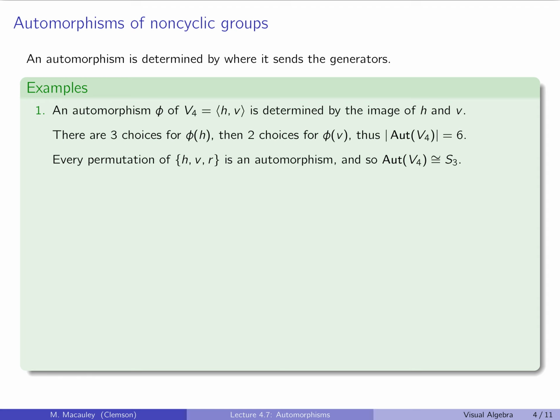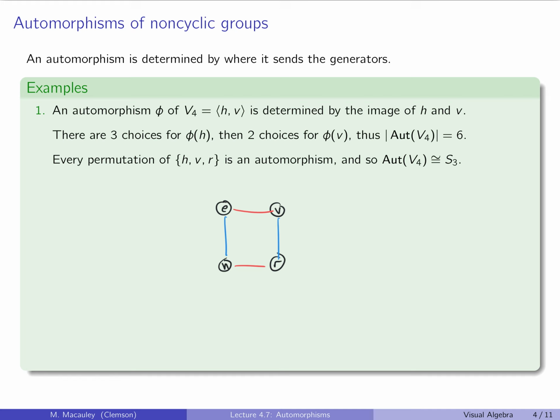And therefore, every permutation of H, V, and R is an automorphism. And that should make sense. The 3 non-identity elements, it doesn't really matter which one we call H, V, and R. It's like if we have a Cayley graph and we pick an identity element, then it doesn't really matter which one of these we call V, which one we call H, which one we call R. We call this V, we call this H. That automatically makes that one R.